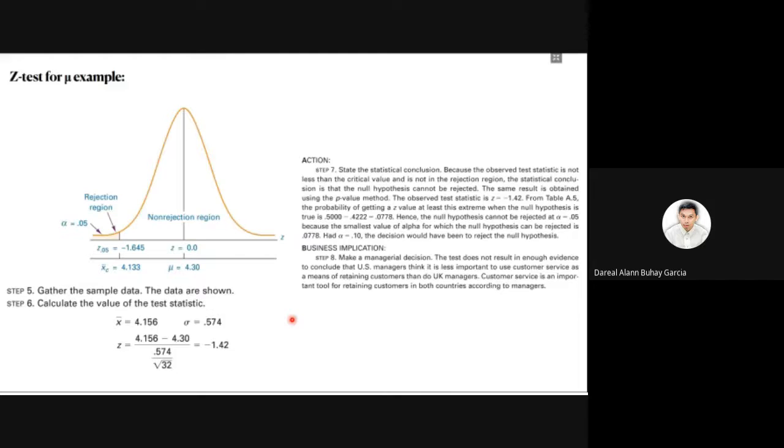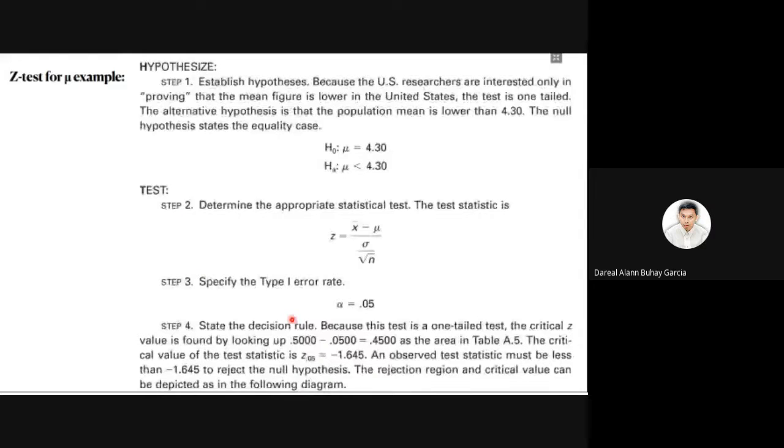So, although this is just an example for the z-test for mu, these 8 steps give us a picture of how to solve all the other hypothesis tests. So this is the framework now for solving any hypothesis test. Steps 1 to step 8.